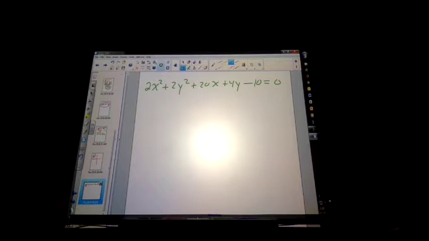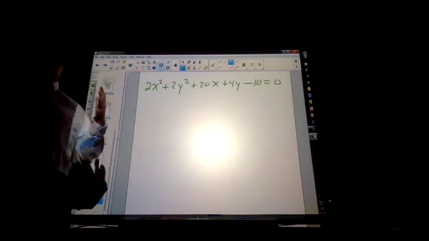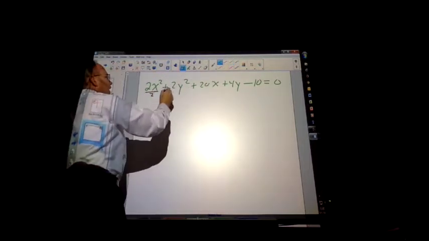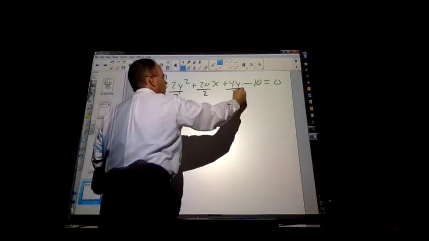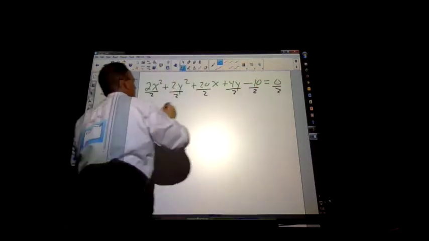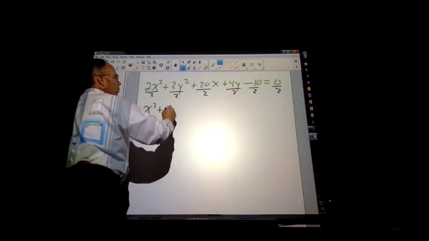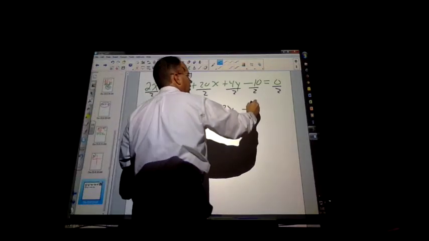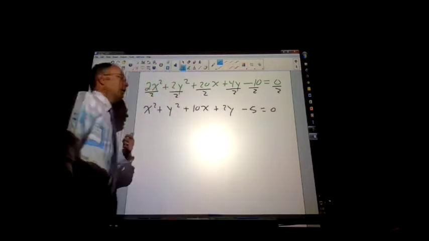Okay, before I do that, though. Divide by 2. Good. So let's get the x squared and the y squareds to be a single version. So I'm going to divide everything by 2. And that's going to give me x squared plus y squared plus 10x plus 2y minus 5 equals 0.